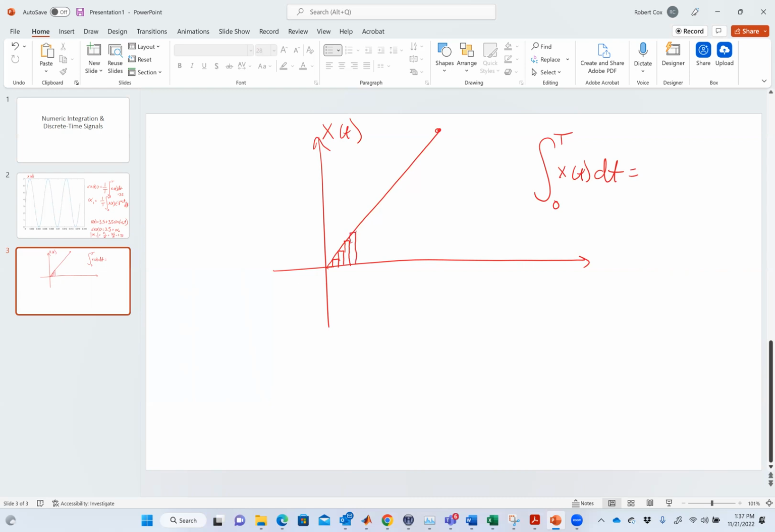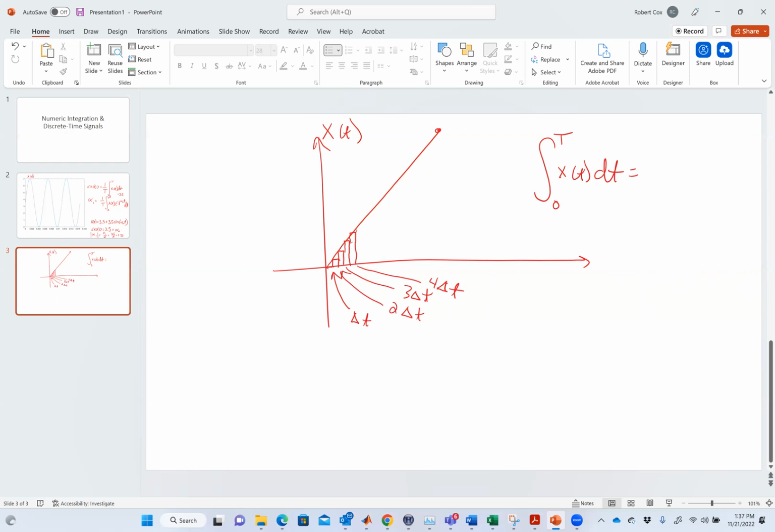There's a couple of different ways I can do this, but I'm going to call this point here time delta t, this 2 delta t, this 3 delta t, and this 4 delta t. Those are rectangles. So how do I compute the area of those rectangles?